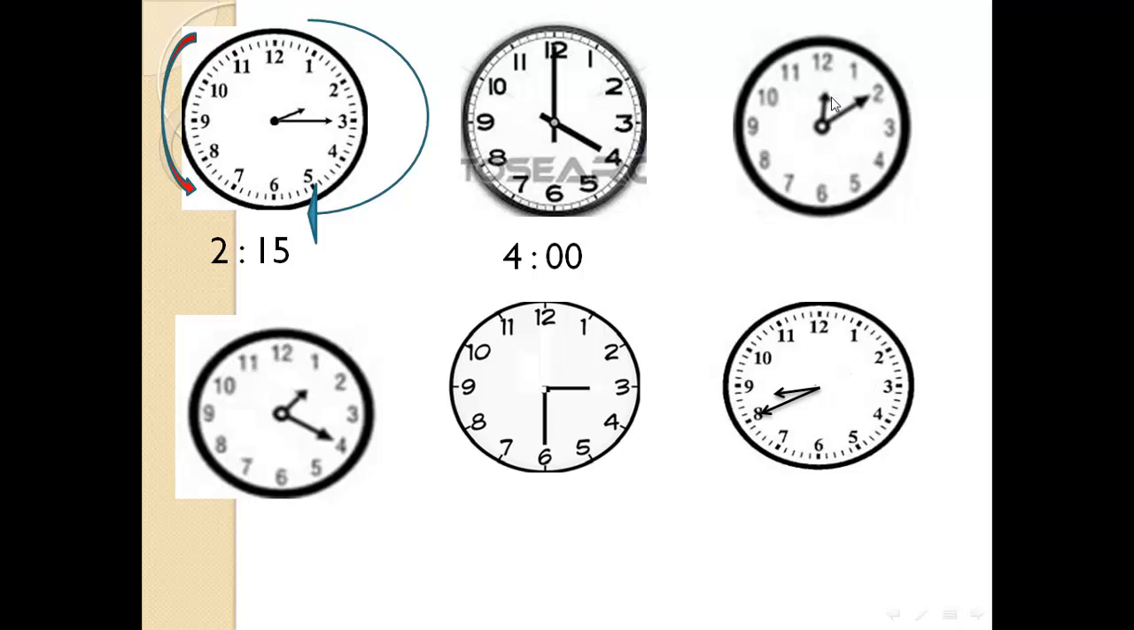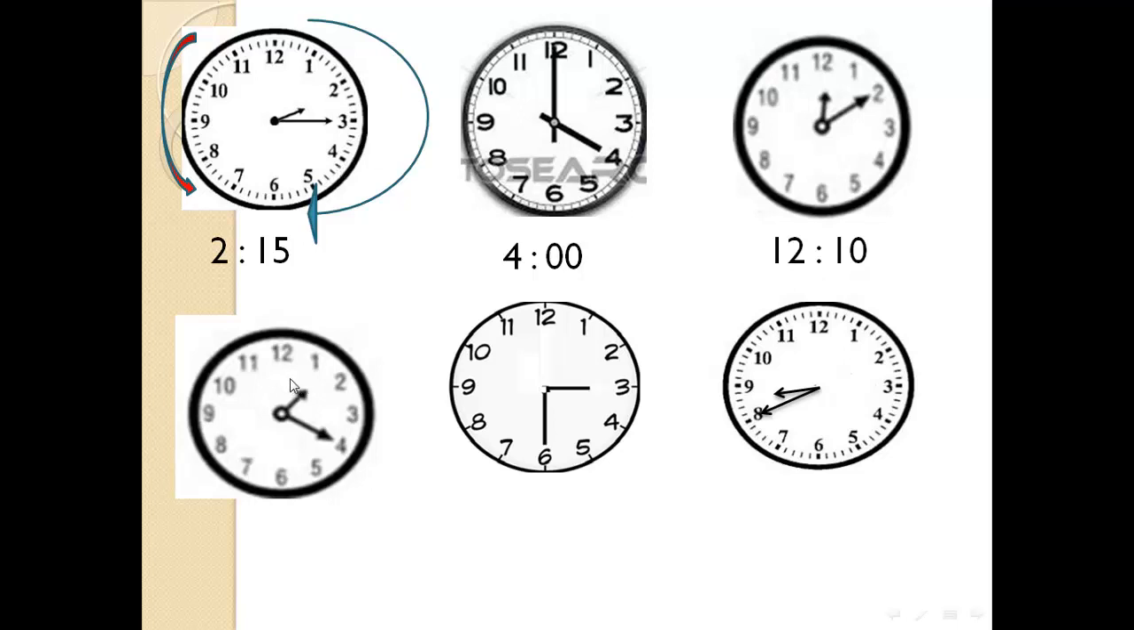Look at the short hand. The short hand points to 12, so I write 12. Then the long hand indicates how many minutes, here at 2? Here 10 minutes. So the time is 12:10.